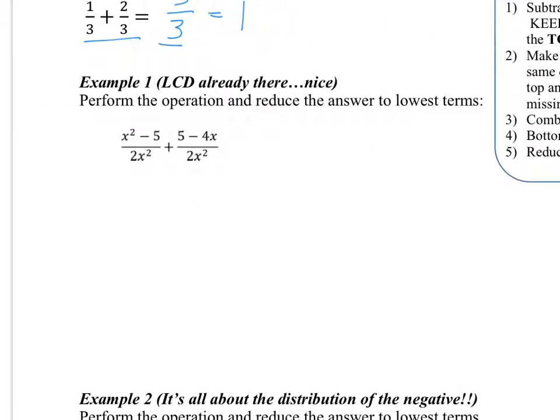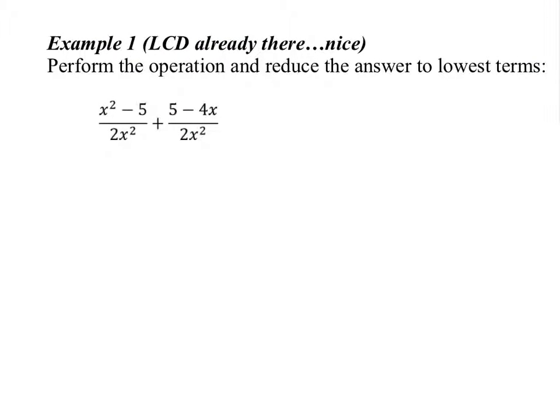So this is an addition problem, so I do not need to subtract. Hopefully that's fairly obvious. Okay, so the bottom stays the same, so 2x squared. It's already the same, so that's great. It's already a common denominator. Now on the top, I combine my like terms. So x squared does not have a like term, so there's nothing to add it to. Then we have -5 and +5. Well, that's 0. And then the -4x. Okay, I just added those two fractions together. I know, it's exciting. Control yourselves.